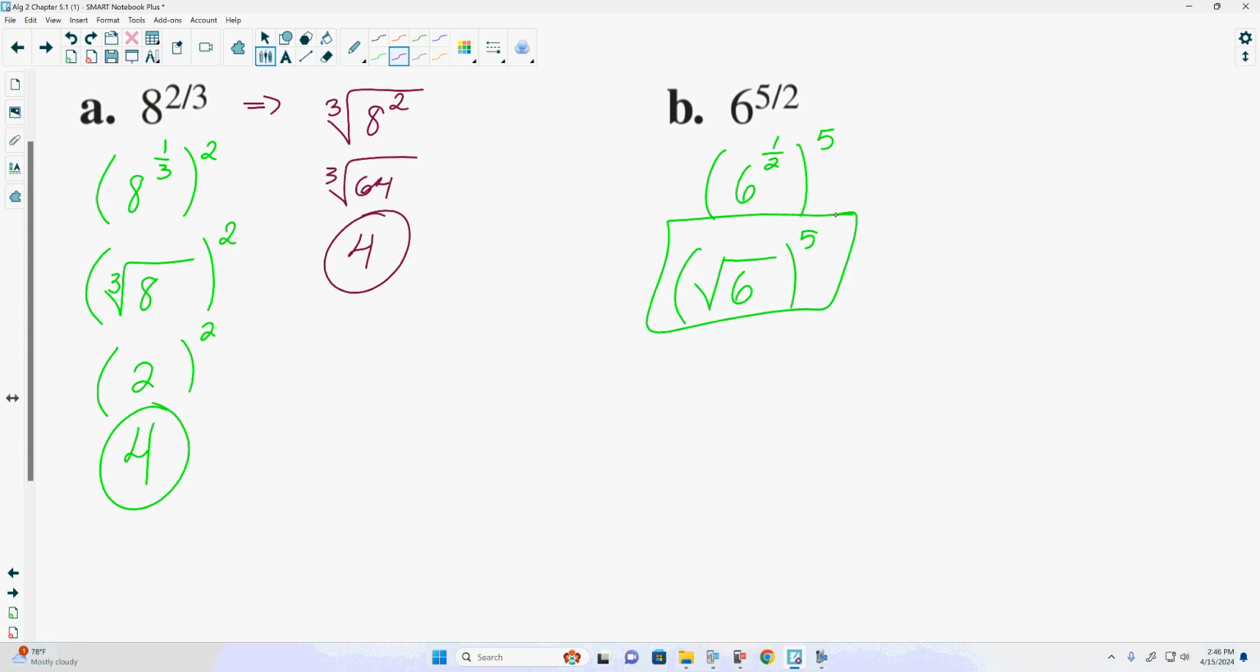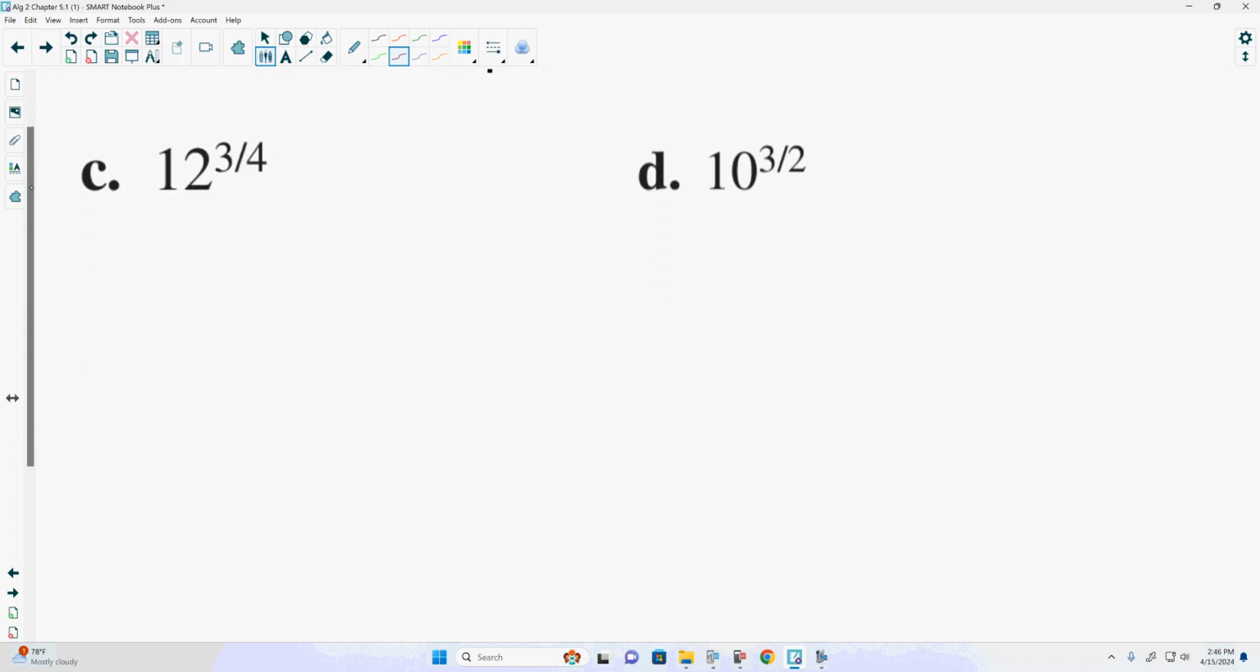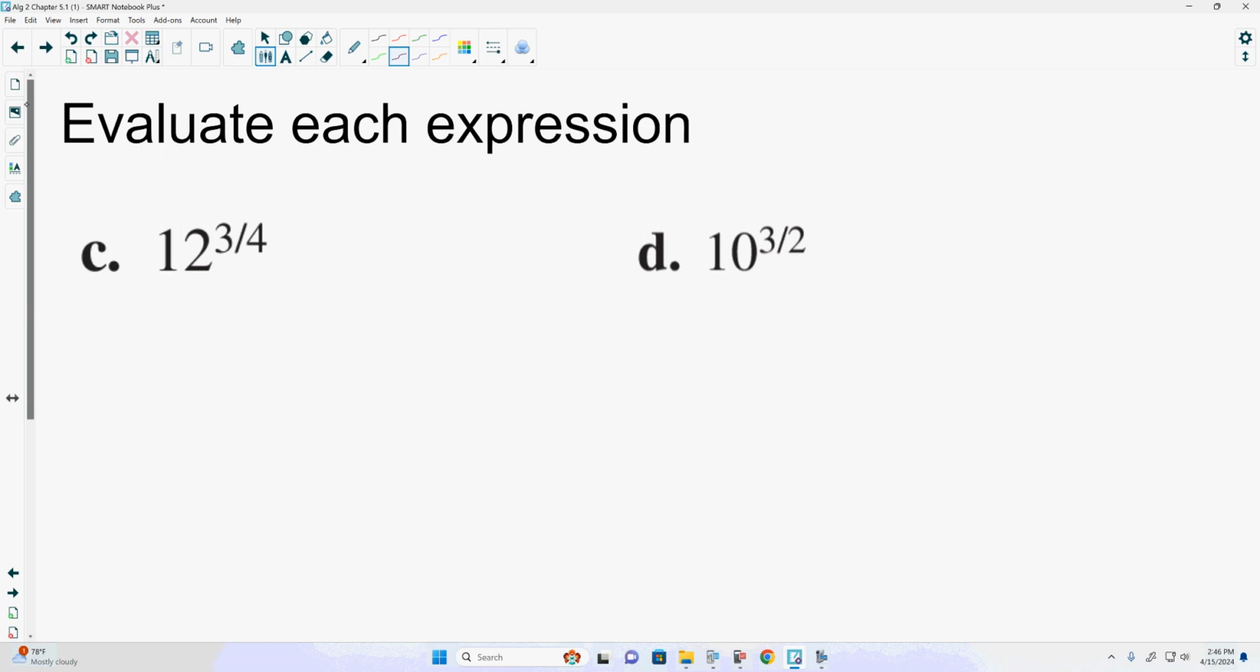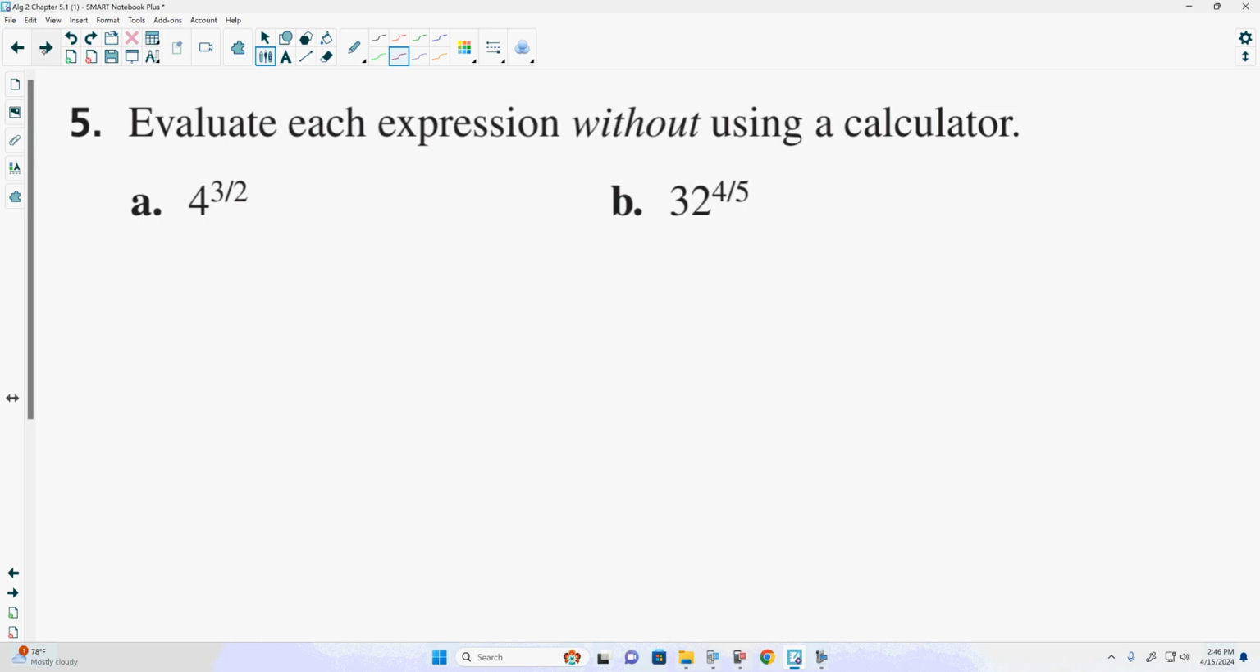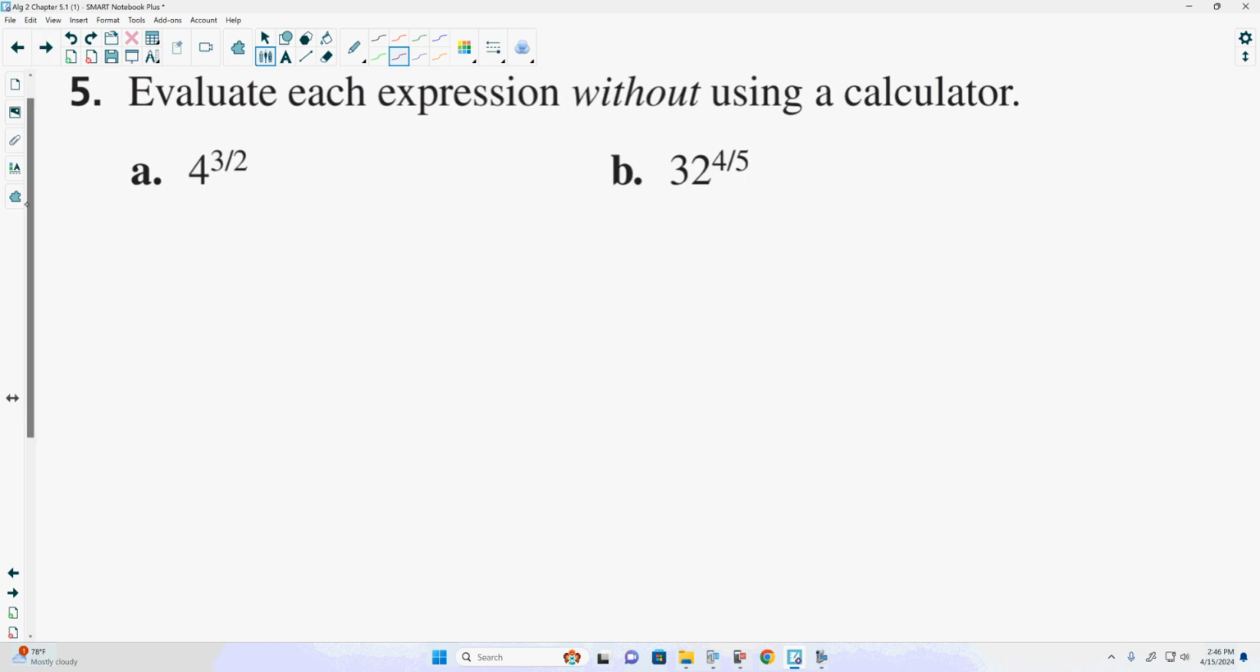Questions on rewriting these? We'll do one more, but not too bad so far, switching from one to the other, because sometimes it's easier to evaluate it in one form or the other. Well, I'm going to skip ahead to these two. Evaluate without a calculator. So it is possible to evaluate these without using a calculator.